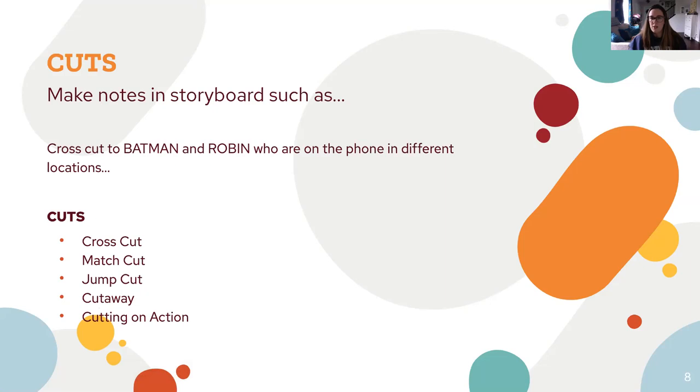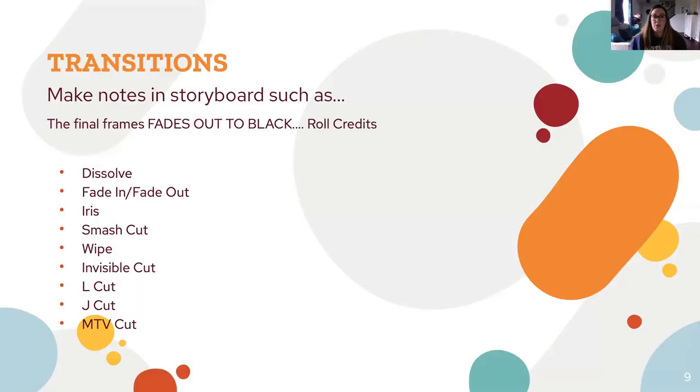You can use one, you can use it over and over again, you could use a combination, and/or you could use transitions. So again, you're just making notes. So it might say something like, the final frame fades out to black and then the credits roll. And so we have a dissolve, which is like two scenes that dissolve into each other.